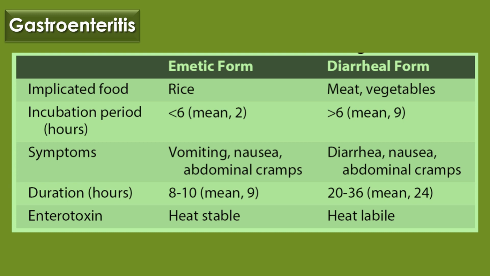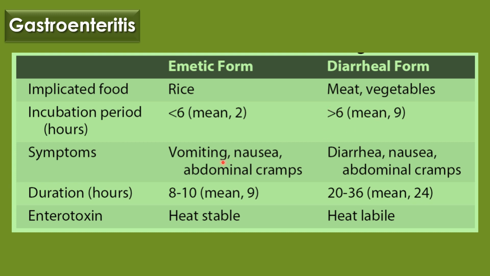First, the implicated food for the emetic form of gastroenteritis is rice, and the implicated food for the diarrheal form of gastroenteritis is meat and vegetables. The mean incubation period for the emetic form is less than 6 hours, and the mean is 2 hours, and the incubation period for the diarrheal form is greater than 6 hours, and the mean is 9 hours.